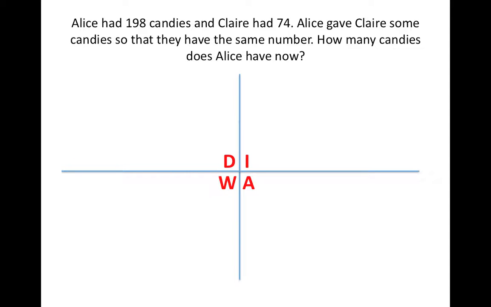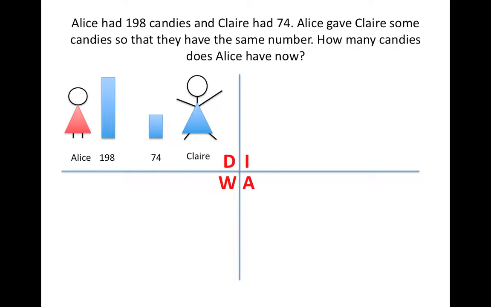Alice had 198 candies and Claire had 74. Alice gave Claire some candies, so now they have the same number. How many candies does Alice have now? So we draw a picture as best as we can. This is about 2 girls, and they have candy. Alice has more.